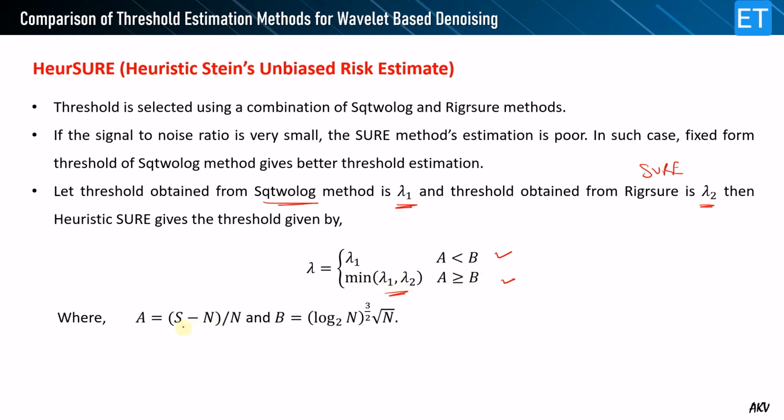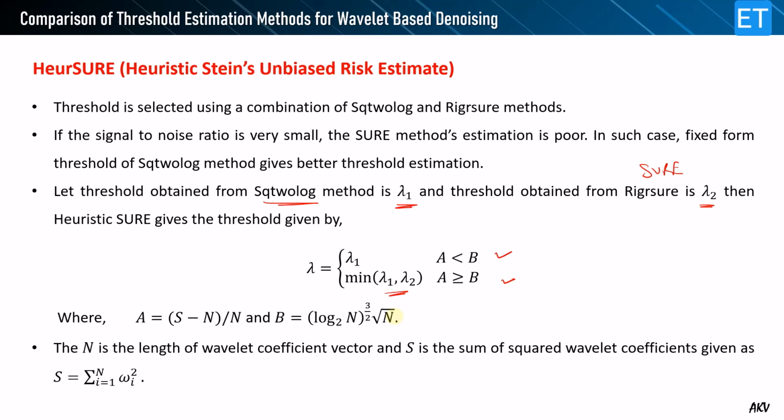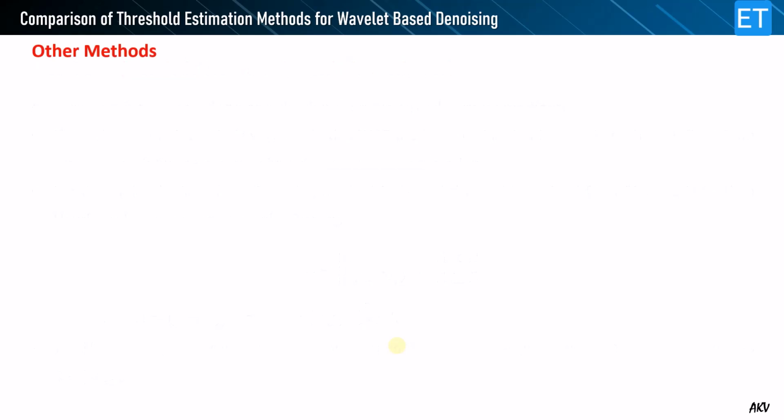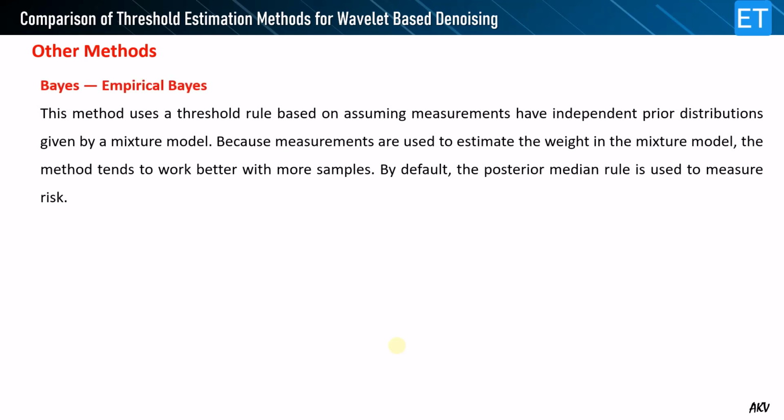Where A is (S minus n) upon n and B is (log 2n) power 3/2 divided by square root n, that is actually representing the minimum energy. Here S is the sum of the squares of the wavelet coefficients. So that is of course the energy of the wavelet coefficients, and n is the length of the wavelet coefficient vector.